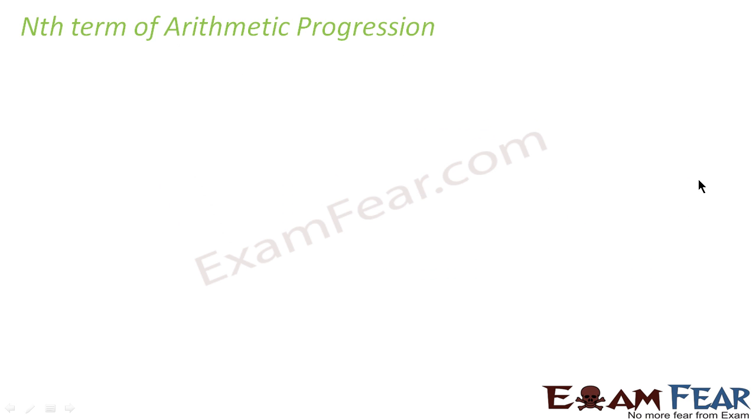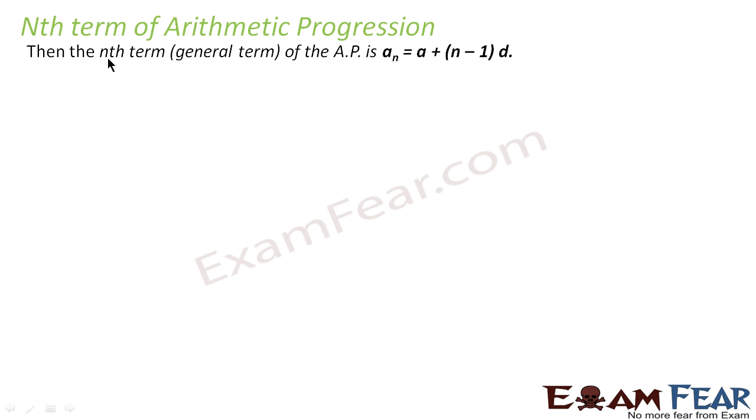Now we'll go to the formula of the nth term of an AP. The nth term or the general term of an AP is nothing but a plus (n minus 1)d. We can derive this also.